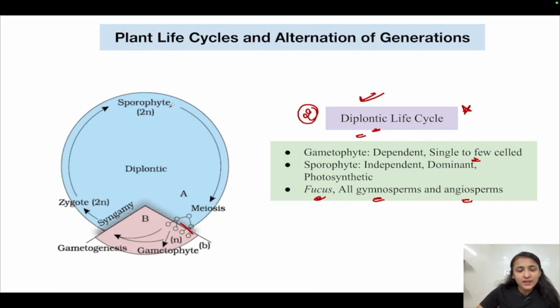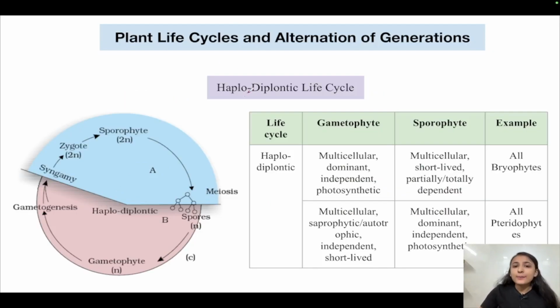So meiosis is happening where? When the sporophyte is forming, when the sporophytic generation has to switch to the gametophytic generation, only then meiosis is happening. So this was about the diplontic life cycle. Now the haplo-diplontic life cycle. In this cycle, both of the stages, haploid stages and diploid stages, are present. These stages are present in all of the life cycles, but what happens here is both are of significant duration.